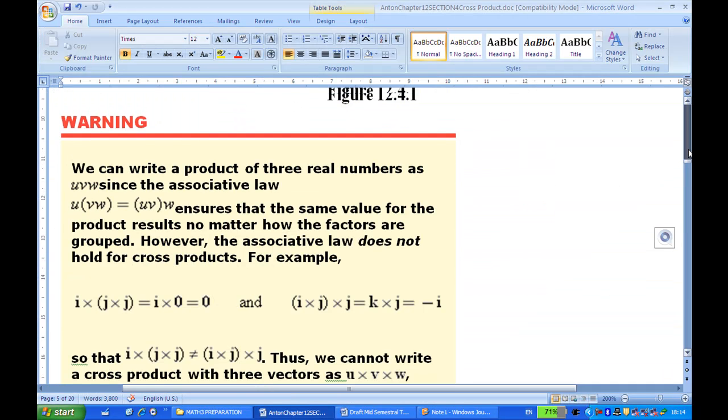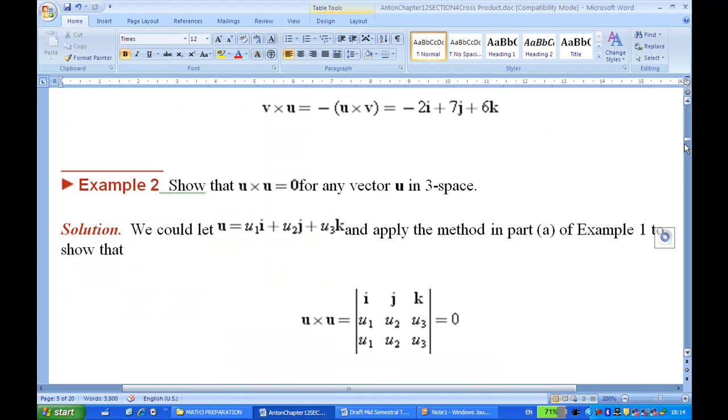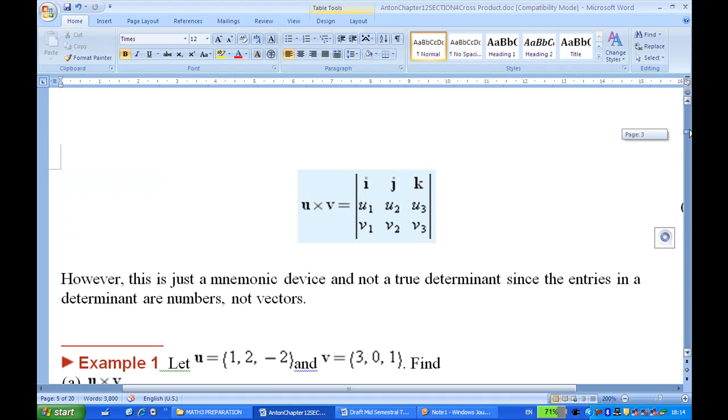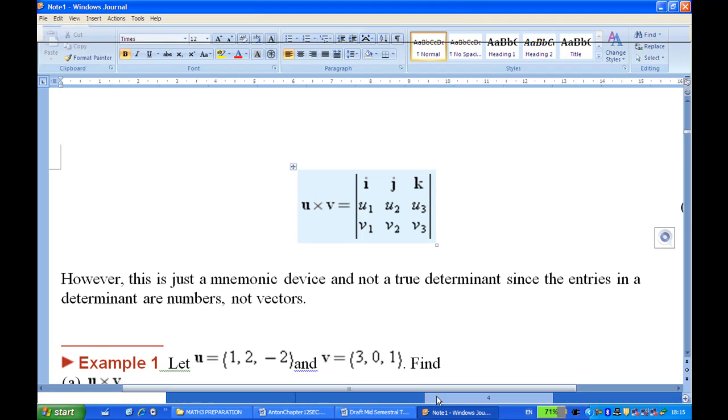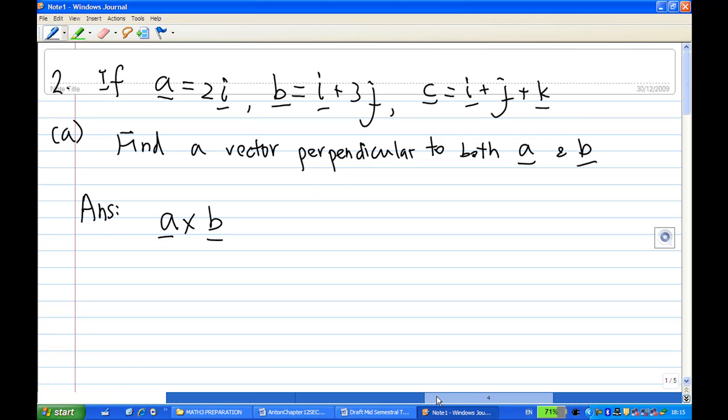In the earlier part of Howard Anton, it says that in order to find u cross v, you can look at a 3 by 3 determinant. Suppose u is u1, u2, u3, v is v1, v2, v3, then u cross v will be a determinant given by i, j, k, and u1, u2, u3 in the second row, and v1, v2, v3 in the third row. Using this result, then I know how to find A cross B.